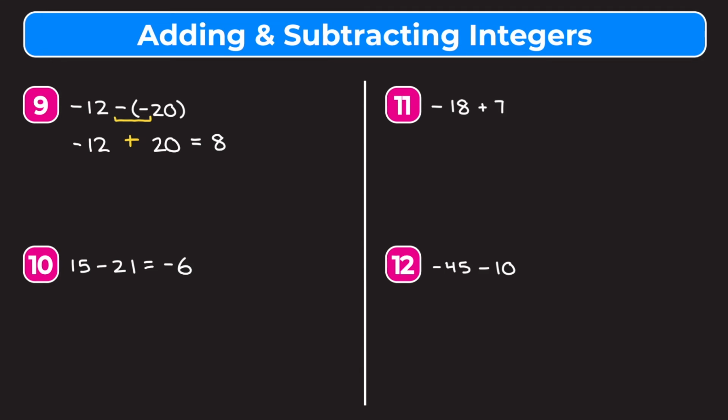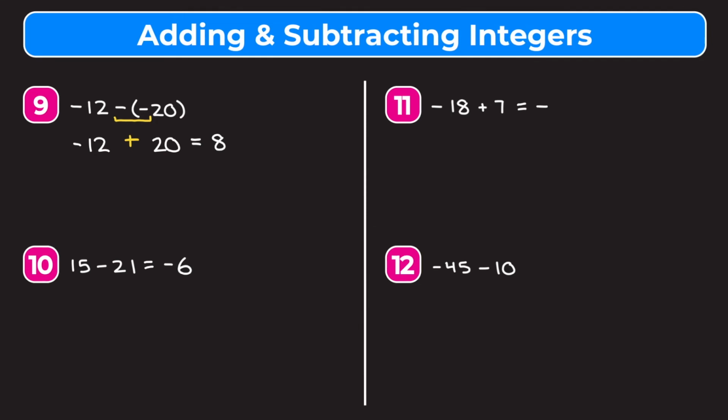So if we move on to number 11, we have negative 18 plus 7. So we have negative 18, so we're 18 steps underground. We only go up 7 steps, so we're not going to get to ground level. We're still going to be underground. So we know our answer has to be negative. So I'm actually going to put a negative here this time.